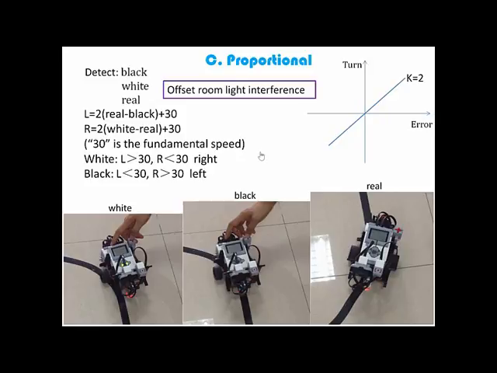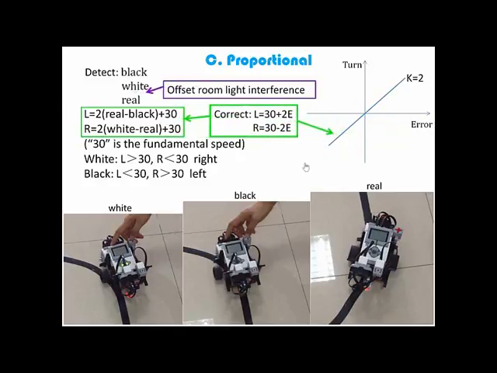However, this program cannot correspond to this graph. This is because this part, the things in the brackets, is not the error. So the correct form should be this one. The power of the left motor equals 30 plus 2 times the error, and the right motor equals 30 minus 2 times the error.